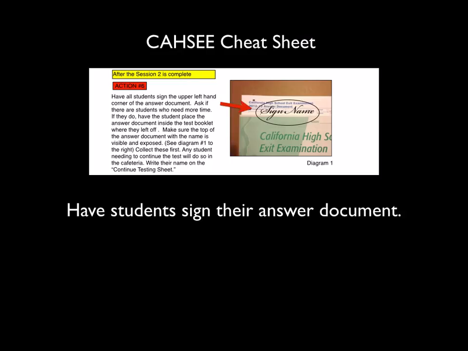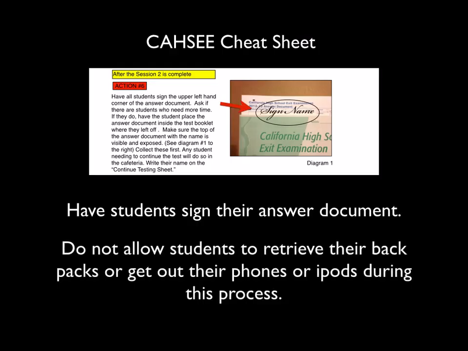Action number 6 is the direction for what to do when the test has been completed. Read your cheat sheet carefully on what to do with the documents for students who have still not finished the test. Use the diagram to the side as an example. Do not allow students to retrieve their backpacks or get out their phones or any other device during this process.